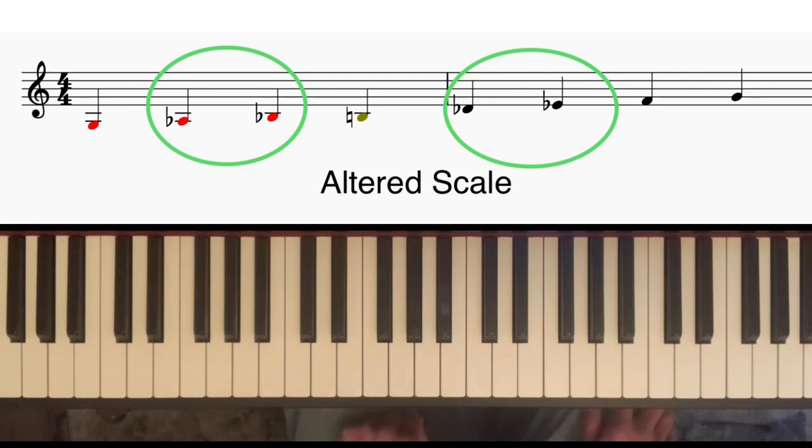And again, it's a useful scale because it contains every one of the possible altered notes in a dominant 7th chord. So sometimes you'll see chords notated just as G altered, and that just means it's got some of the altered notes in it.